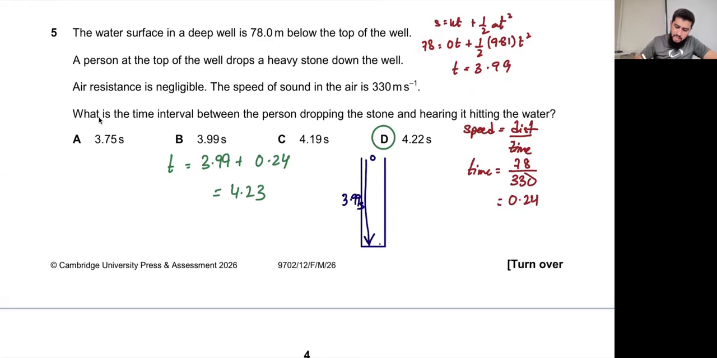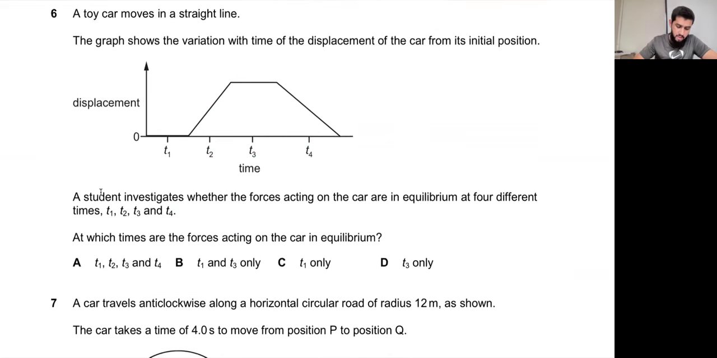And then for sound to travel up, it takes 0.24. So initial is 0 because it has been dropped as opposed to thrown. So the initial velocity is 0.